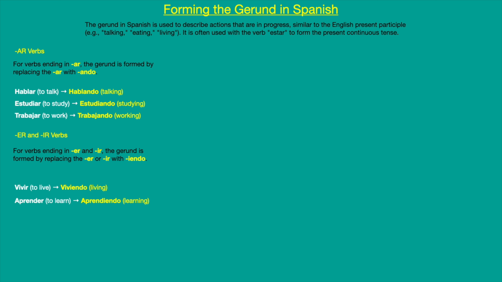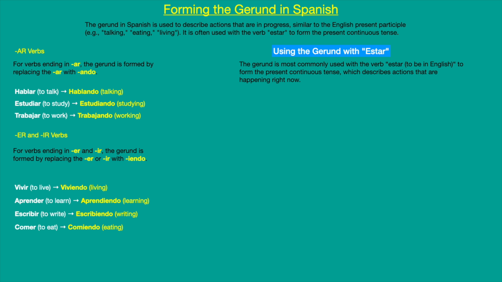Then we have aprender, which becomes aprendiendo. Escribir becomes escribiendo, and comer, to eat, becomes comiendo. That is how you form the "ing". Here we have some examples using the gerund with the verb estar. Again, as I was explaining before, in English we have only the verb to be, but in Spanish we have ser and estar. In this case, we are going to use only the verb estar.